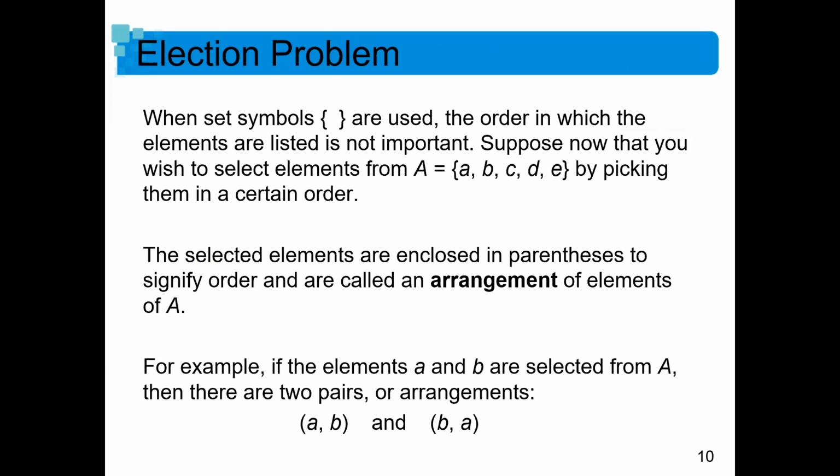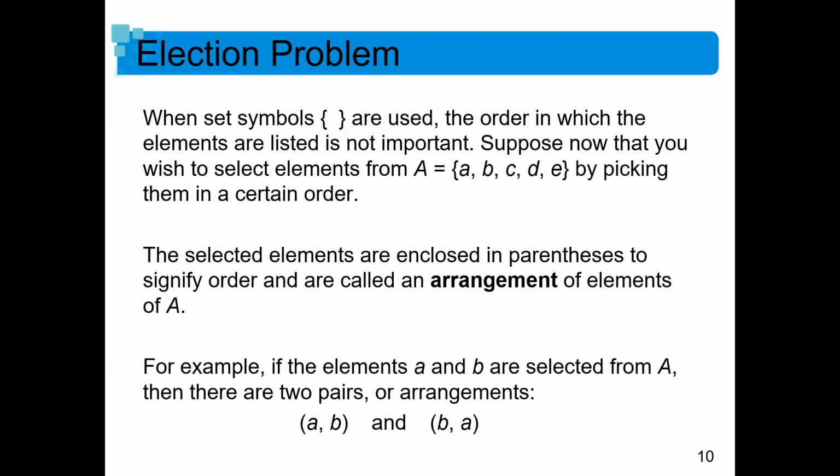When set symbols are used, the order in which the elements are listed is not important. Suppose now that you wish to select elements from A equals {A, B, C, D, E} by picking them in a certain order. So what if a certain order is required? Then the selected elements are enclosed in parentheses to signify order and are called an arrangement of elements of A. So if we change the braces into parentheses, that implies that the order matters.